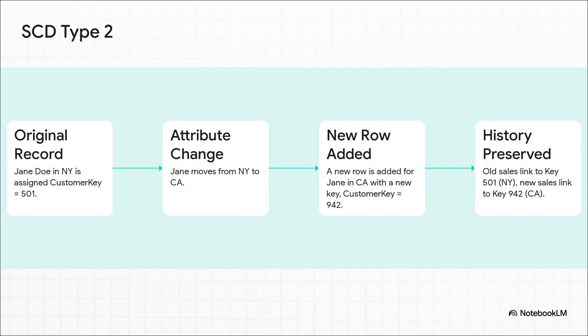This whole technique is called a slowly changing dimension type 2, or SCD type 2. It's the gold standard for this stuff. So think about Jane. When she moves, we don't just go in and overwrite her old address. No. We create a brand new version of Jane in our customer table, and we give her a brand new surrogate key. So now, all the sales that happened when she was in New York are forever tied to her old key, 501. And all the new sales from now on will be tied to her new key, 942. You get a perfect, crystal clear history of her journey. And this is only possible because we can just spin up a new surrogate key whenever we need to.